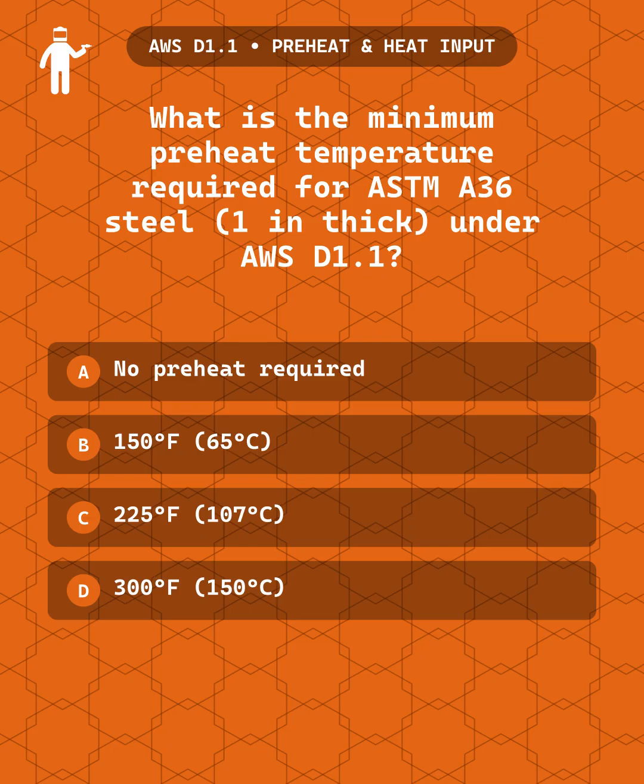Question 1. What's the minimum preheat temperature for ASTM A36 steel at 1 inch thick under AWS D1.1? Is it A, no preheat required, B, 150 degrees, C, 225 degrees, or D, 300 degrees?